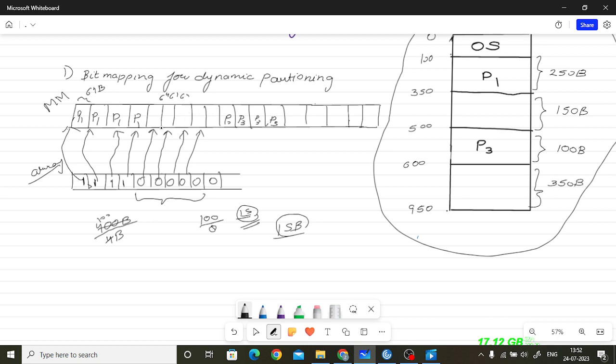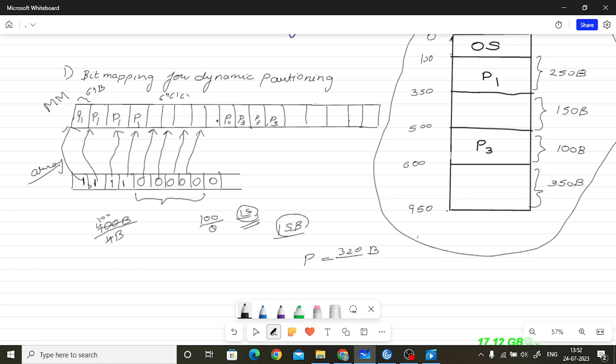If our process is of, let's say, 320 bytes, it will acquire 5 allocation units.